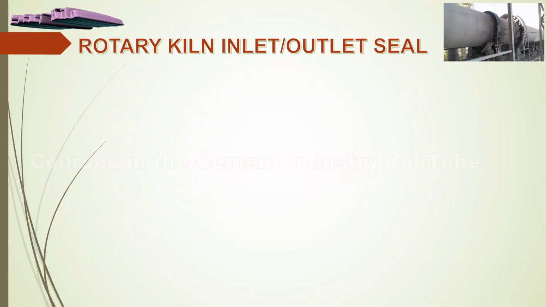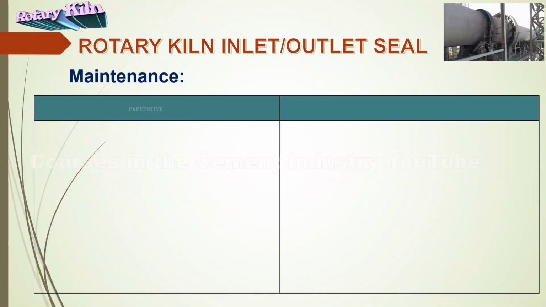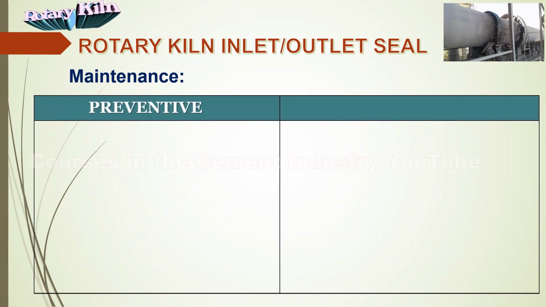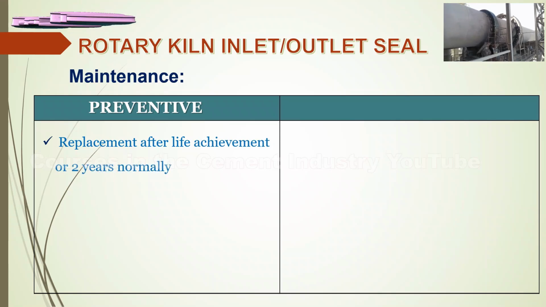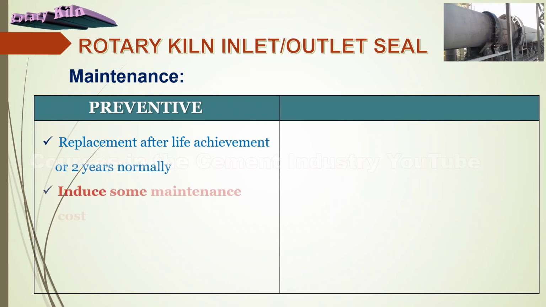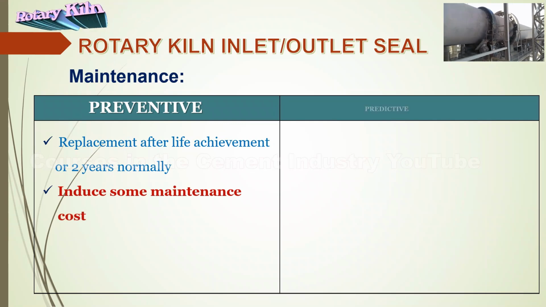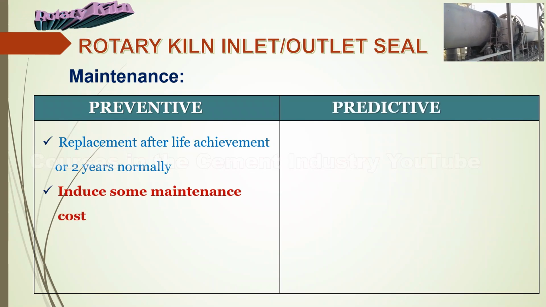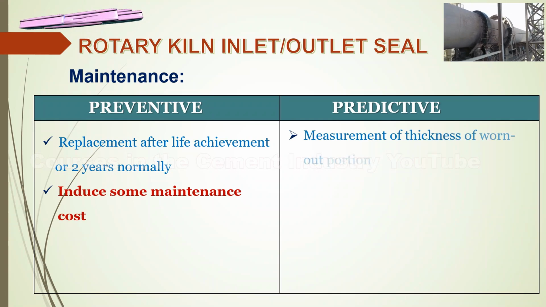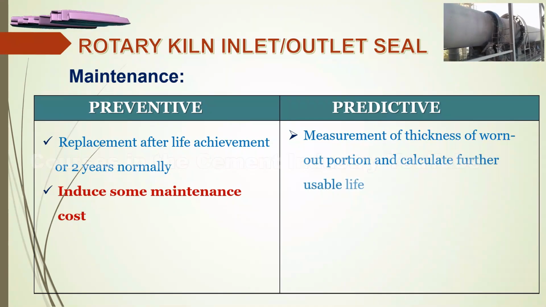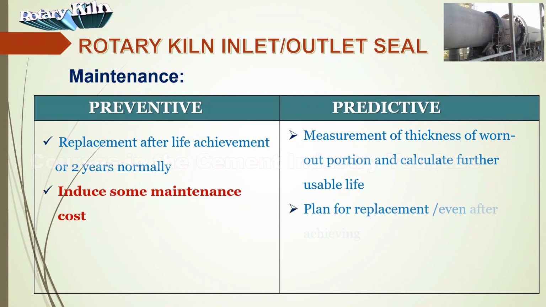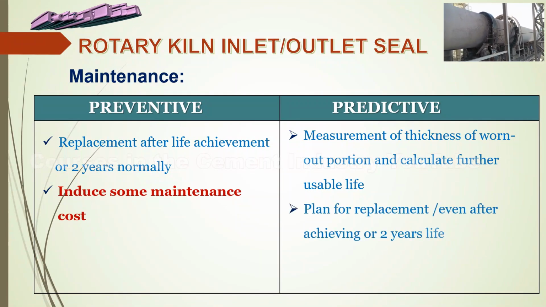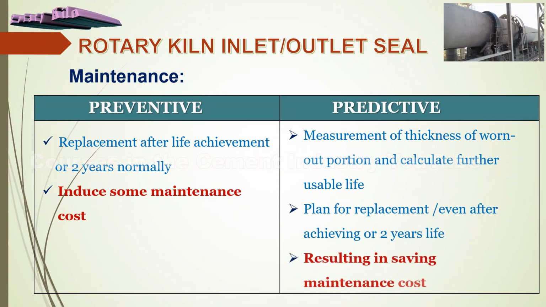Maintenance. Preventive maintenance. 1. Replacement after life achievement, or 2 years normally. 2. Induces some maintenance cost. Predictive maintenance. 1. Measurement of thickness of the worn out portion, and calculate further usable life. 2. Plan for replacement, even after achieving 2 years life. 3. Resulting in saving maintenance cost.